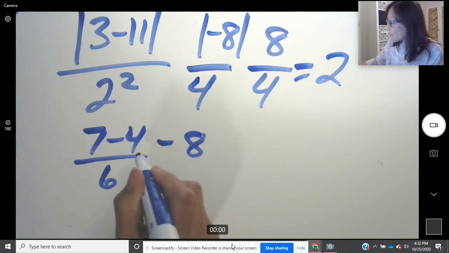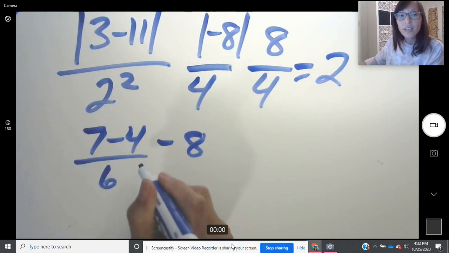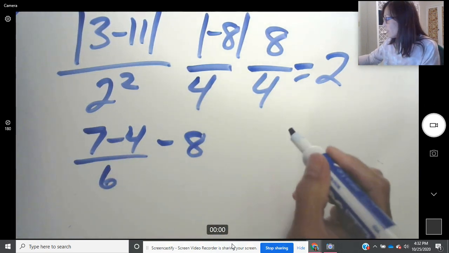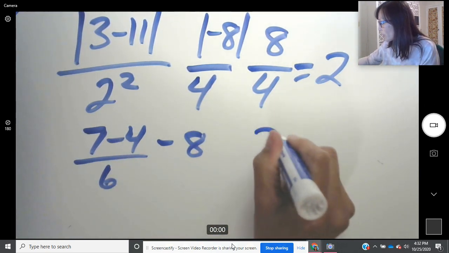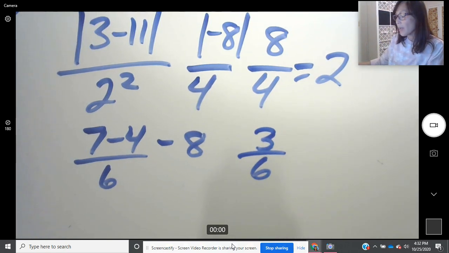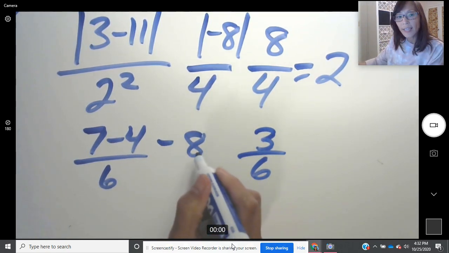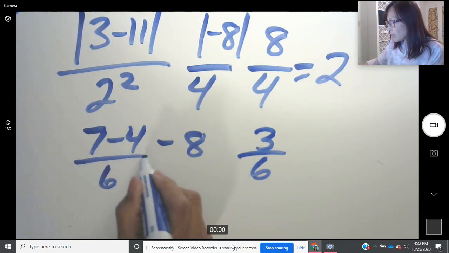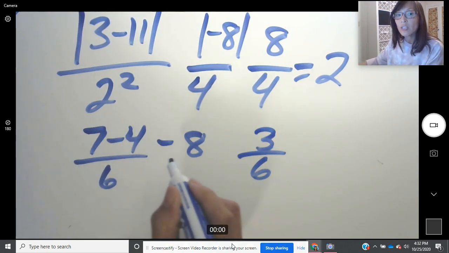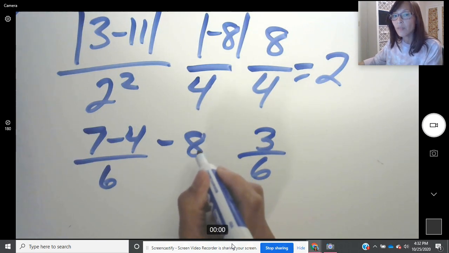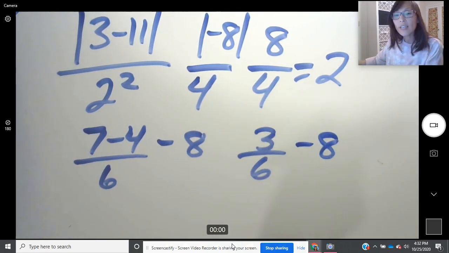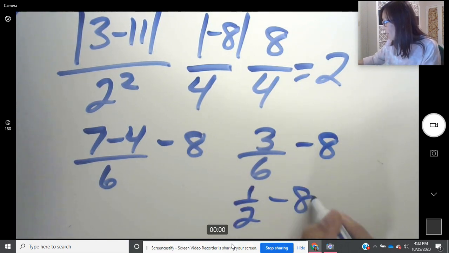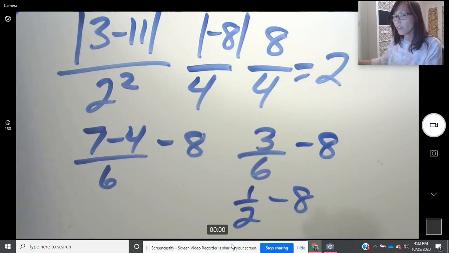So again, this fraction bar is telling us that we need to group the 7 minus 4. So we have to simplify that first. 7 minus 4 is 3 divided by 6. We didn't subtract 8 because the minus 8 wasn't above the fraction bar. So that is actually separate from the fraction. So now all we have to do is take 3/6, simplify it, and then we can subtract our fractions.